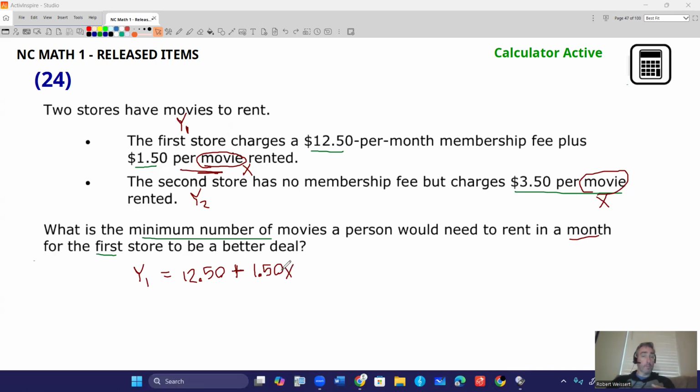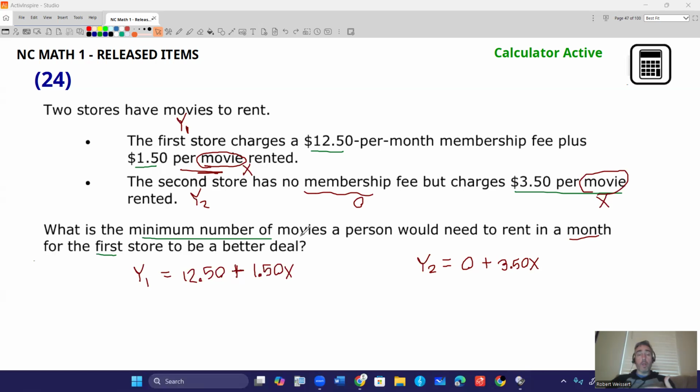So that's store one. Now, store two, there is no membership fee, so that's going to be zero. The y-intercept is zero. But you are tacking on a bigger charge per movie, $3.50. So 3.50x. Those are the system of equations. Now you're going to ask yourself, what's the minimum number of movies a person would need to rent in a month for the first store to be a better deal?